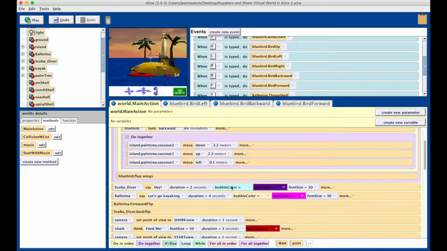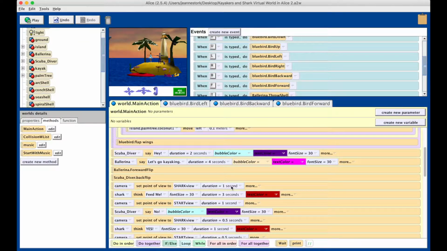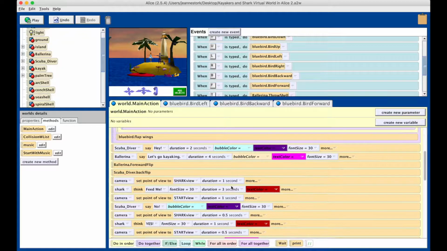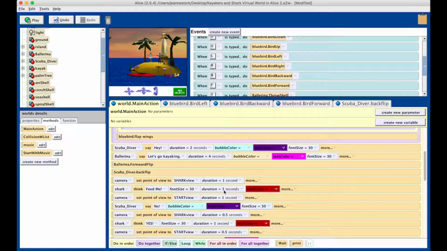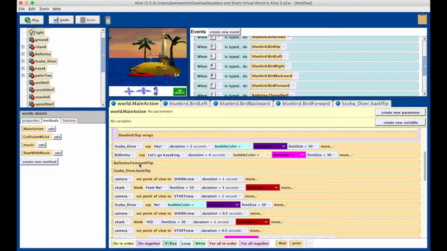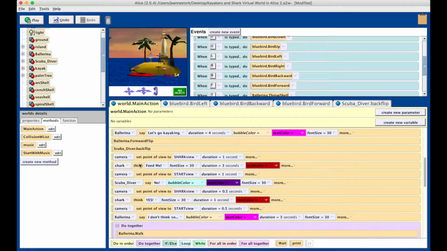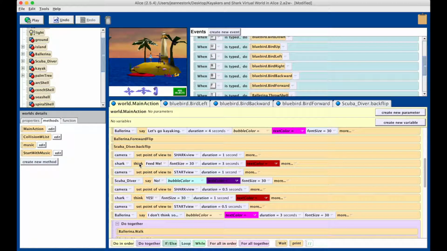Just a few other things that you can see along the way that I've done. The backflips. The ballerina and the scuba diver have different backflips. They both pivot differently. I had to make sure that their heads do not crash into the sand or go through the island. The ballerina and the scuba diver also walk differently.